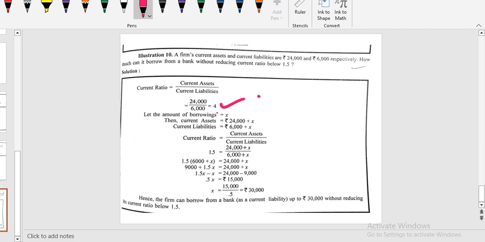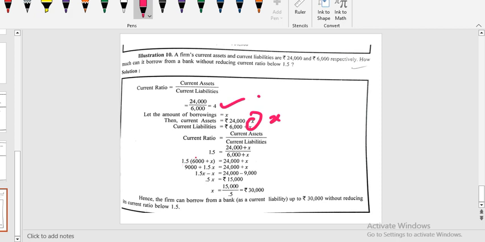So how much maximum money can we borrow from banks? This is the question. Now the borrowing amount we have fixed as X. Then current assets equal 24,000 plus X. At present, the current liability is 6,000. The future borrowing that we are going to borrow is X. So current ratio is equal to current assets divided by current liability, so 24,000 plus X divided by 6,000 plus X.